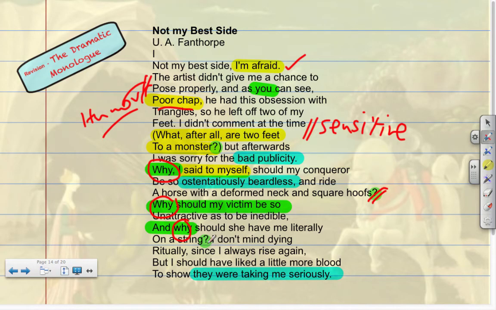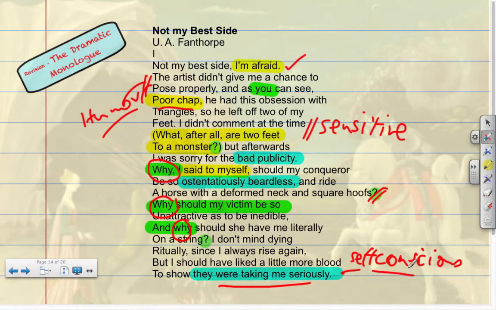I don't mind dying ritually since I always rise again, but I should have liked to have a little more blood to show they were taking me seriously. So he has high self-esteem. He's self-conscious. Okay.